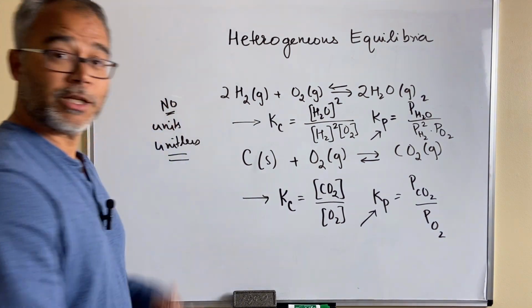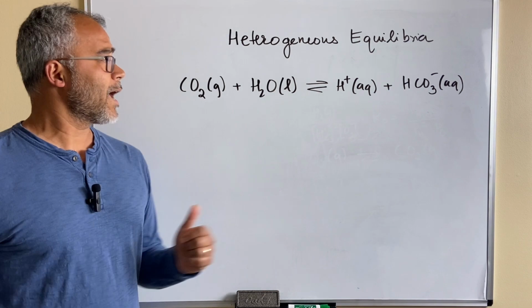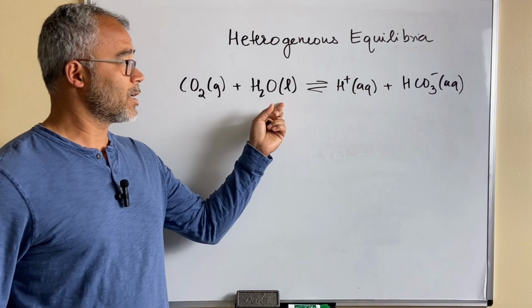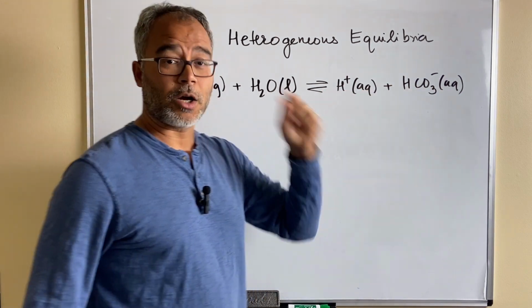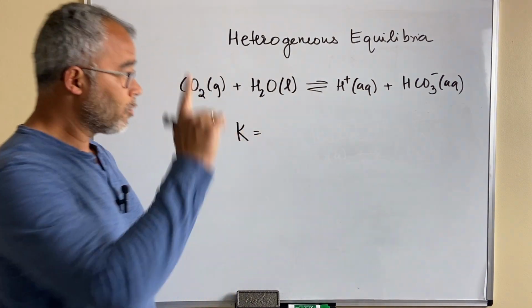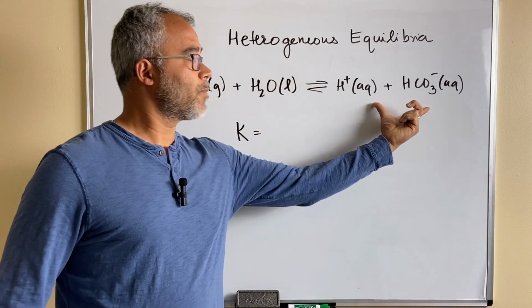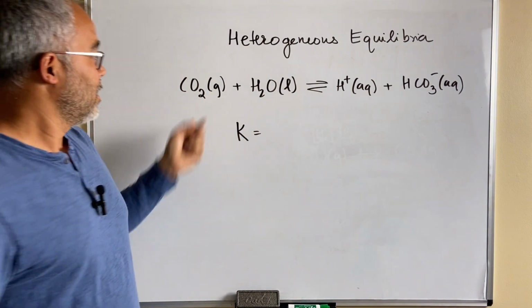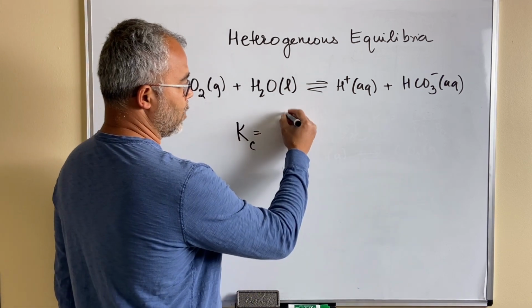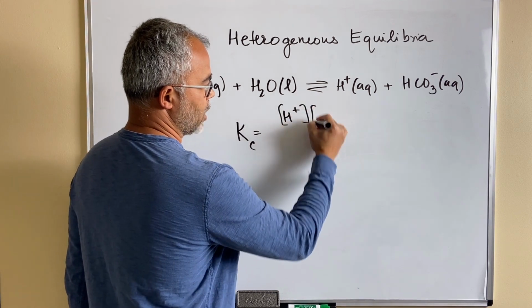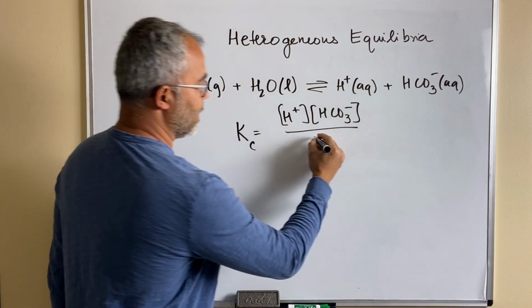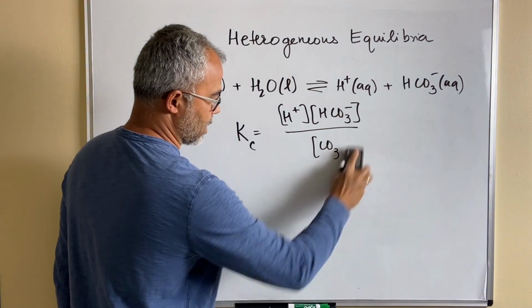Okay, let's do one example and wrap this up. Take a look at this reaction. Out here you have one of the reactants is a gas, another one is a liquid, and then you have the products both in aqueous. So if you had to write the equilibrium constant for this, it would be K is equal to, remember, we don't include liquids, so it's only going to be the product, these two products, and then this reactant, the carbon dioxide. So the value of equilibrium constant, Kc, would be equal to the concentration of H+ times the concentration of HCO3-, and the whole thing is divided by the concentration of carbon dioxide.